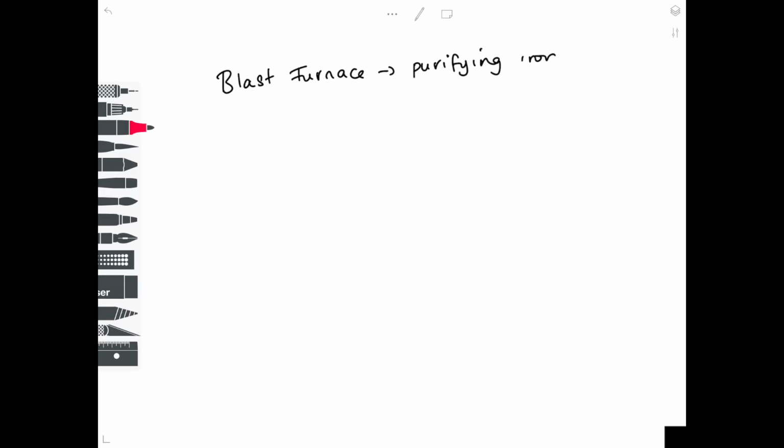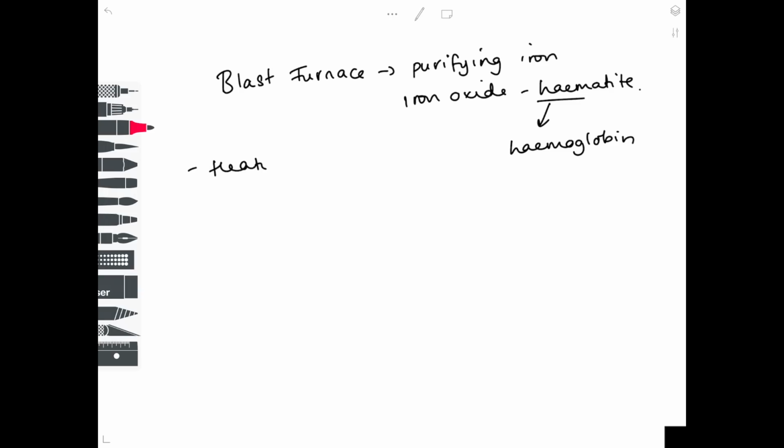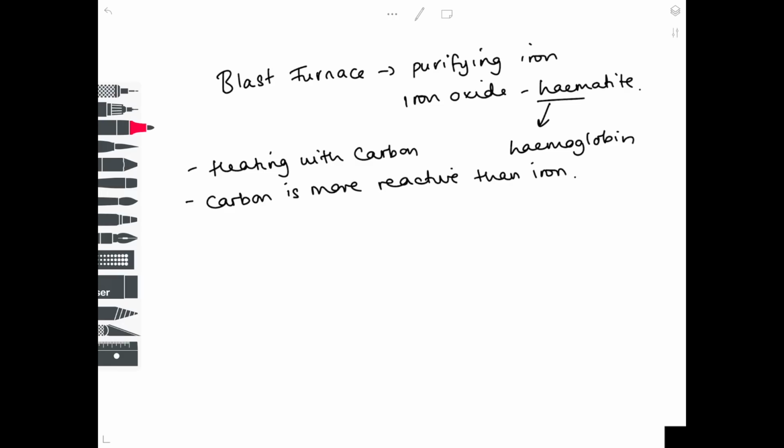And that iron exists as iron oxide in the Earth's crust, which we call hematite. Remember that heme means related to iron, in the way that hemoglobin, found in red blood cells, contains iron. So try to remember that. Now, we're going to use the heating with carbon method, and the reason we can do this is because carbon is more reactive than iron. So this is a good process because it's not incredibly expensive.